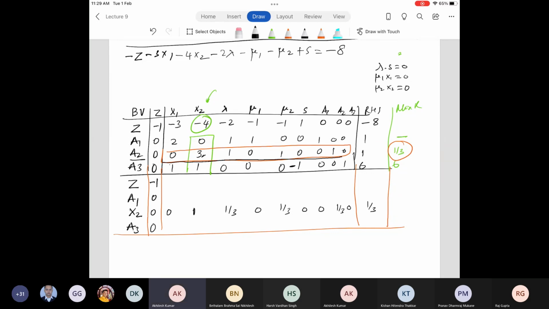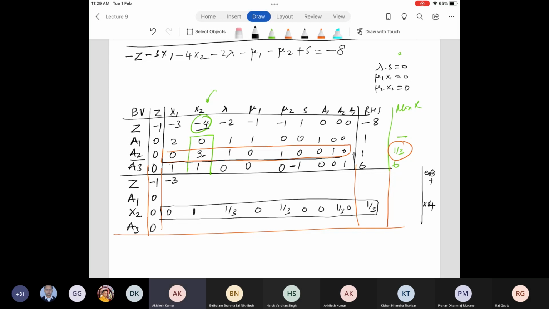Now I need to get 0 in place of -4 here. So multiply this equation 2 with 4 and add it to the first equation. So I will just write it here. Into 4 and add it to the first equation. So what do you get? Tell me. -3, right?